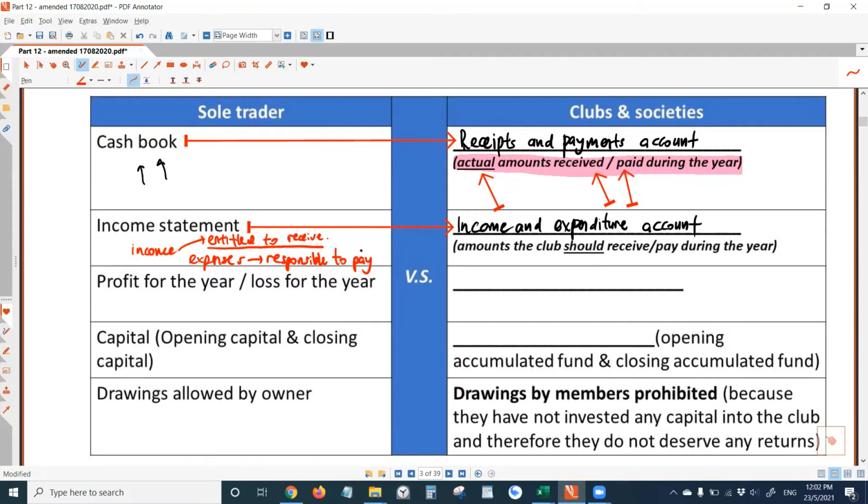So whenever you look at an income and expenditure account, don't get curious about what you should do with it. It is the same as the income statement, the amount that you should pick and put into it. Profit for the year, loss for the year, you no longer use these terms for this topic. You replace them with surplus for the year. For loss for the year, we replace it with deficit for the year.